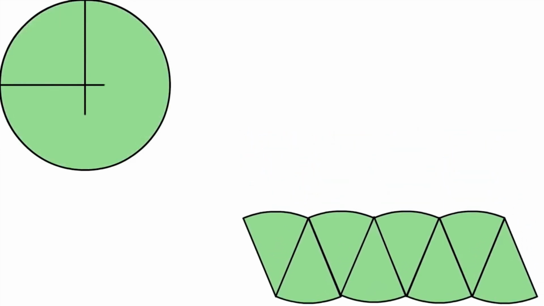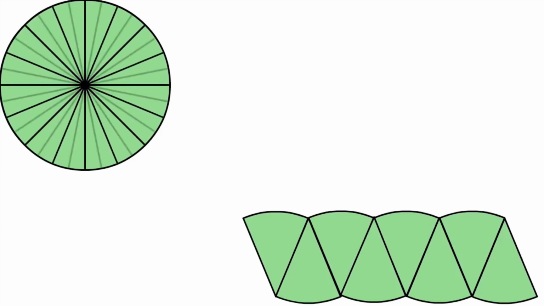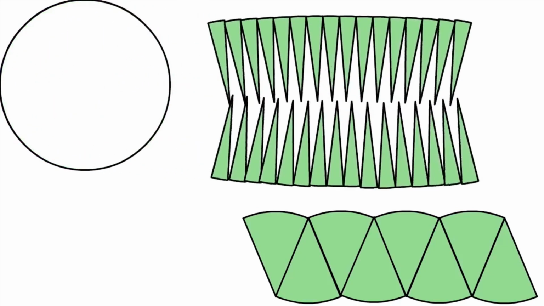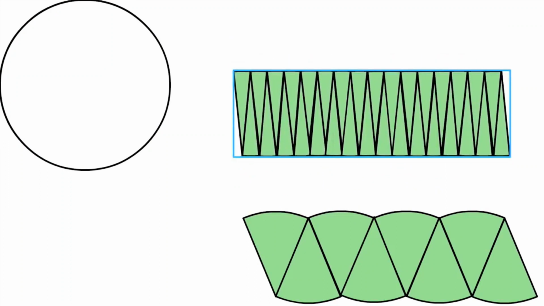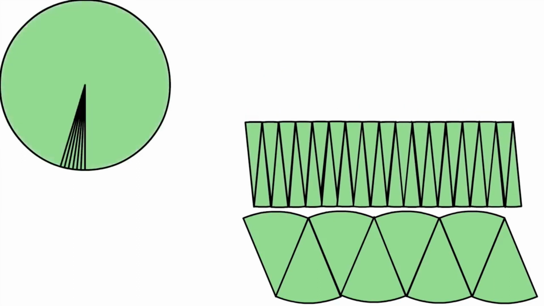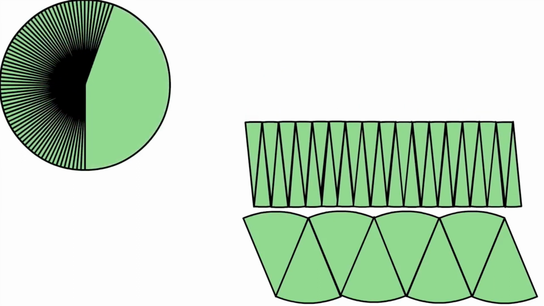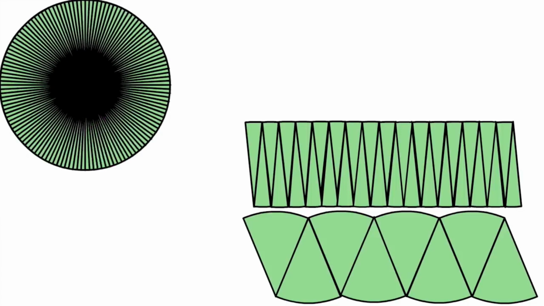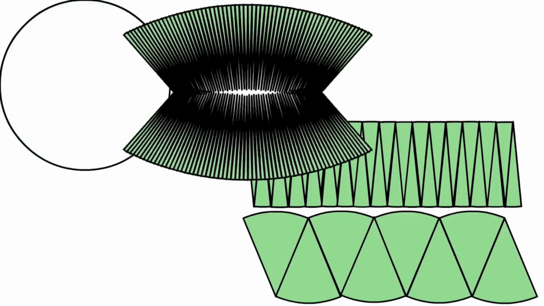So next, we will divide the circle into small equal pieces. And we will arrange them in the same manner. You can see that it appears more like a rectangle. So, if we divide the circle into even smaller pieces, you can see that every time the shape becomes more like a rectangle.